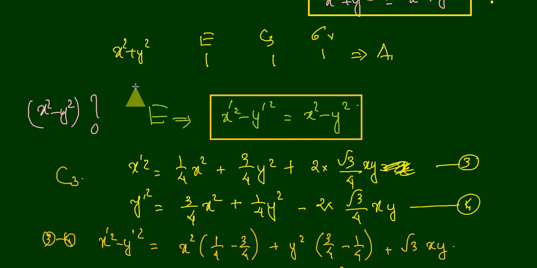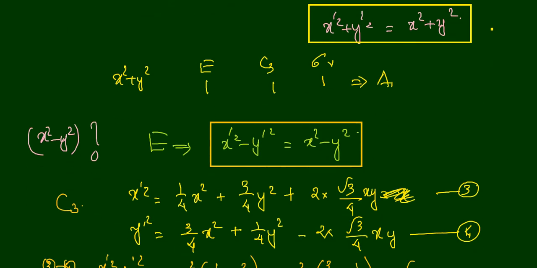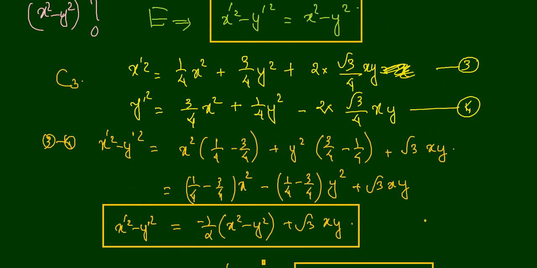Okay, this one I am going to take: x dash square minus y dash square is equal to x square minus y square. x dash square minus y dash square is equal to x square minus y square.